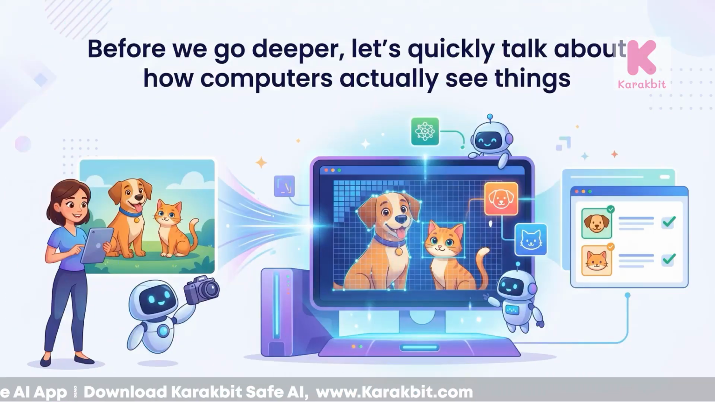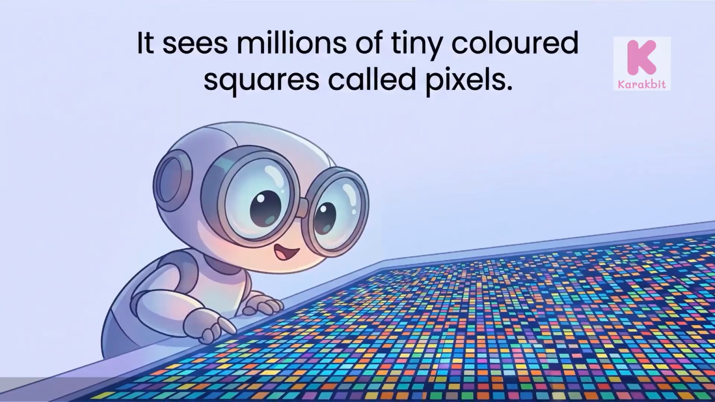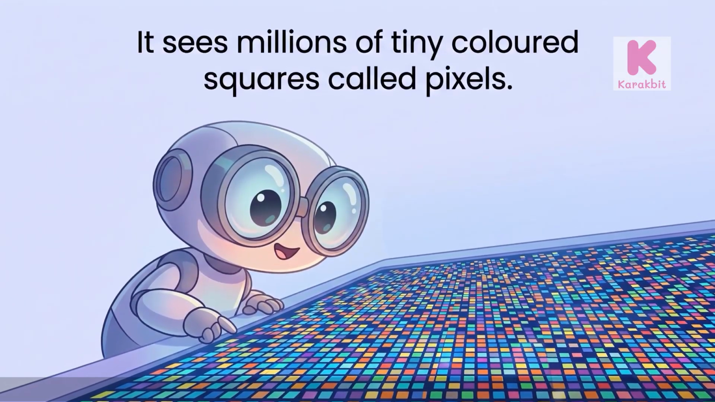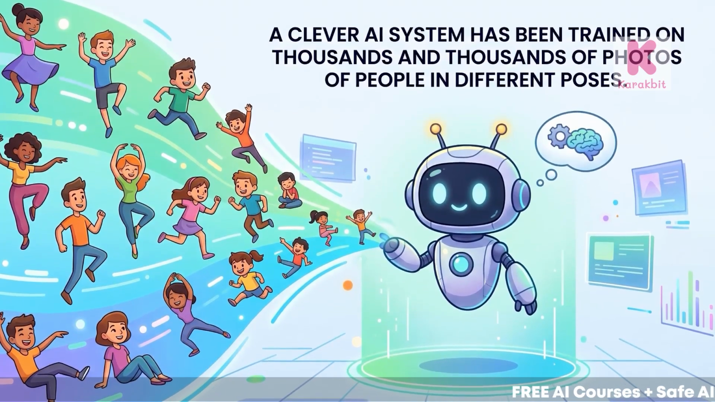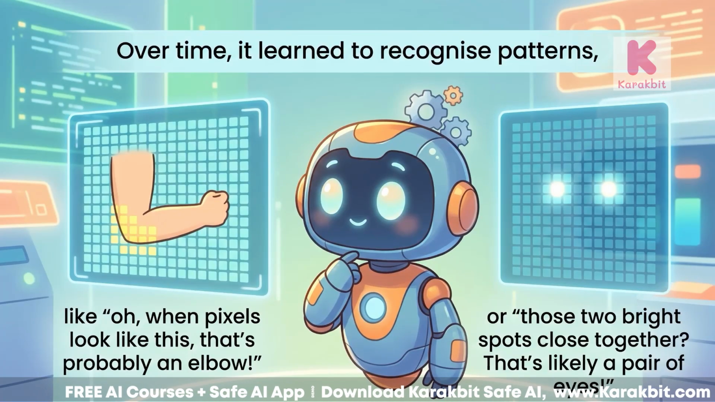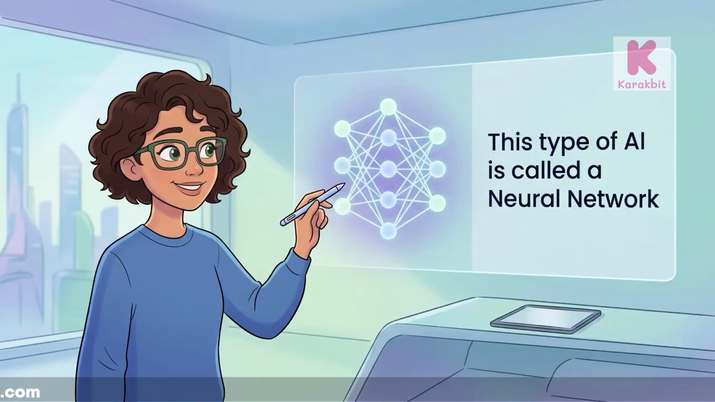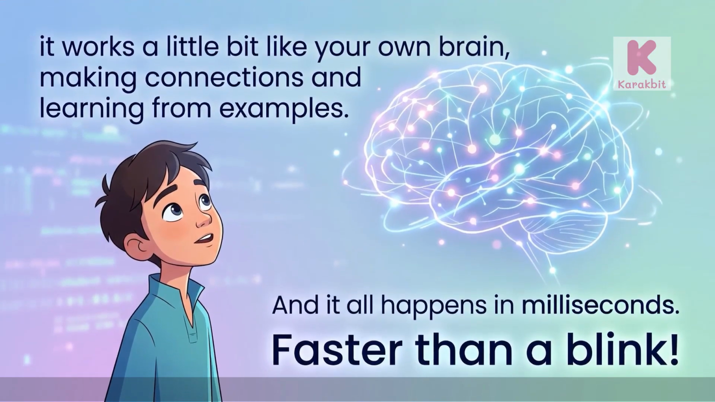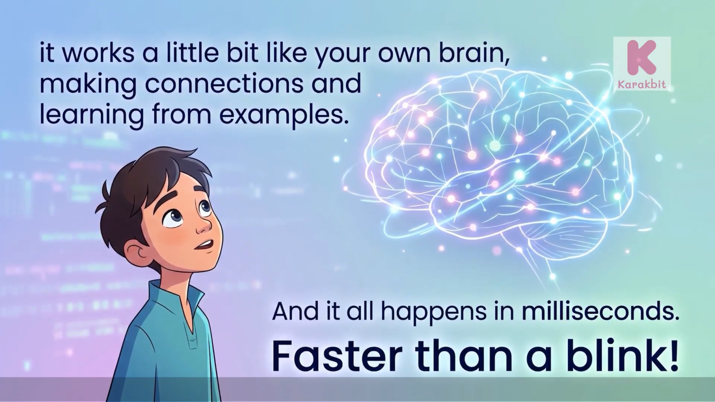Before we go deeper, let's quickly talk about how computers actually see things. When you look at a photo, you see a person. But a computer, it sees millions of tiny colored squares called pixels. A clever AI system has been trained on thousands and thousands of photos of people in different poses. Over time, it learned to recognize patterns like, oh, when a pixel looks like this, that's probably an elbow, or those two bright spots close together, that's likely a pair of eyes. This type of AI is called a neural network. It works a little bit like your own brain, making connections and learning from examples. And it all happens in milliseconds, faster than a blink.